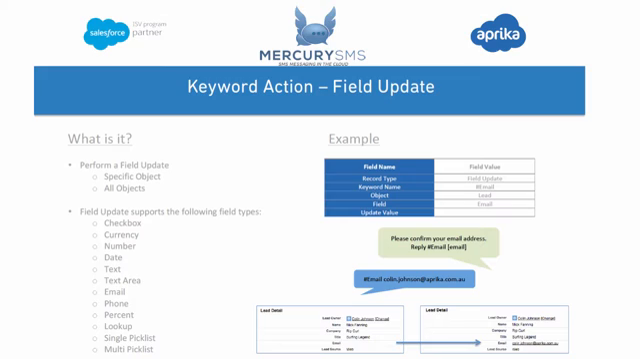So looking through this scenario, we would have an outbound message saying please confirm your email address. When the person replies, starting with that hashtag email, which identifies that it's the keyword, it would perform a field update on updating the email value on the lead record. So let's jump in and take a look at how that might work in Mercury.